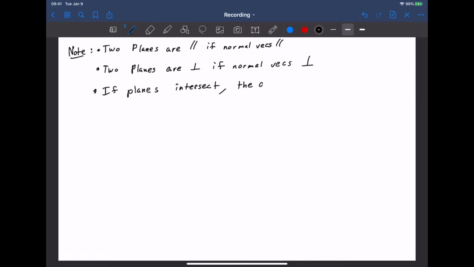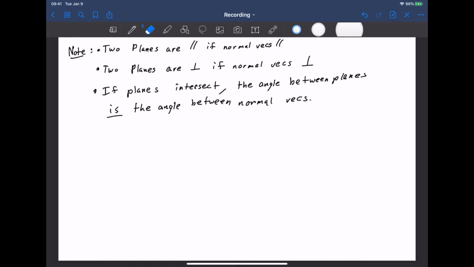the angle between planes is the angle between normal vectors. Yuck. Vectors. Okay? So what am I saying? Let's do an example of this. Let's try to make this a little more concrete. Example.